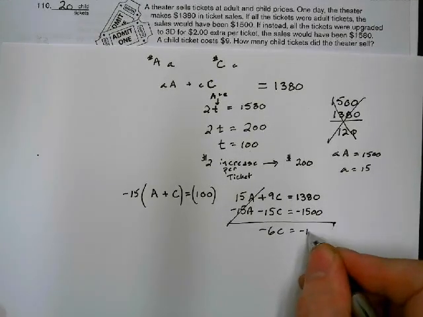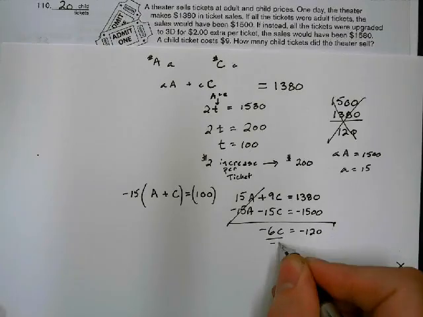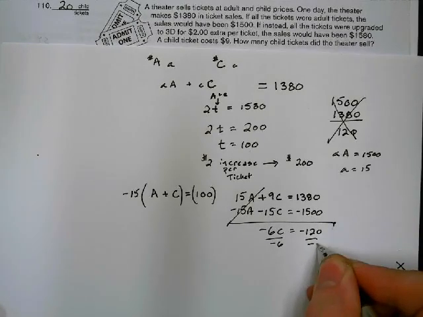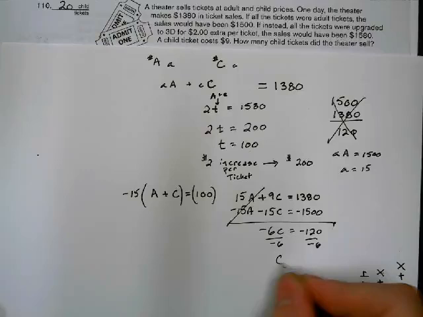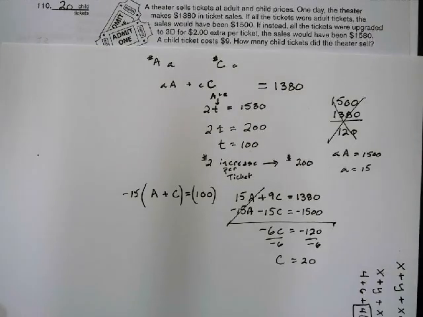I know there's an easier way to do this, but when I first solved it, that's the craziness that I went through. There you go. We know that there's 20 children's tickets. That was a lot.